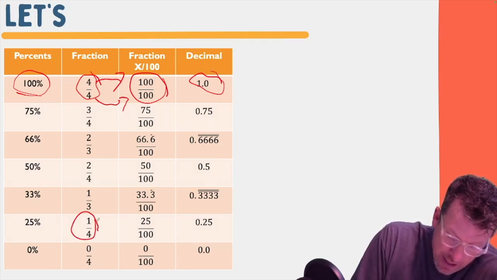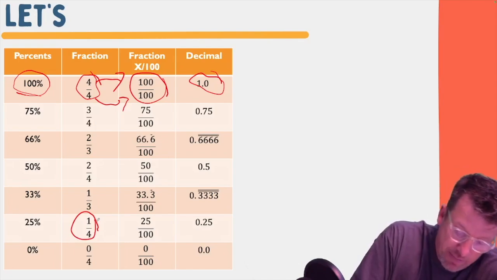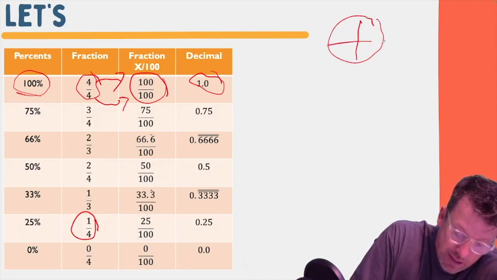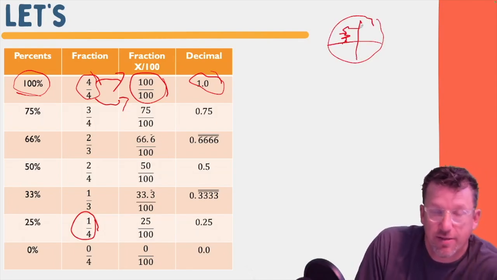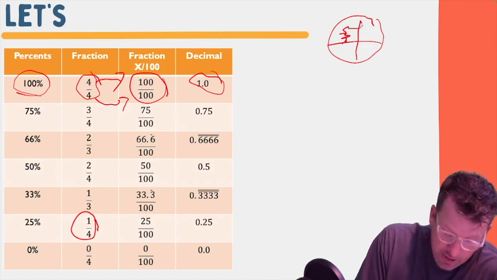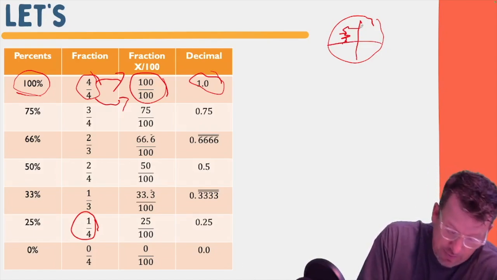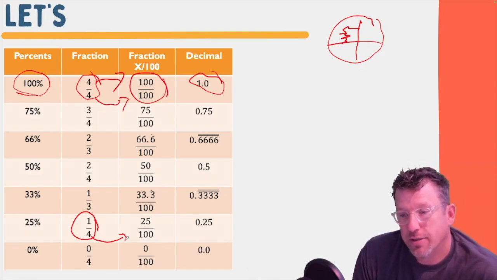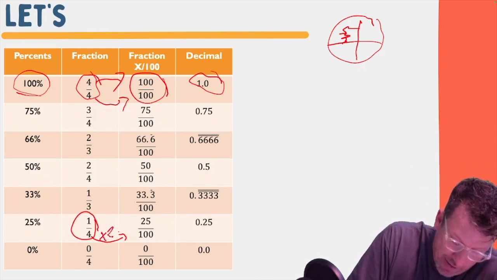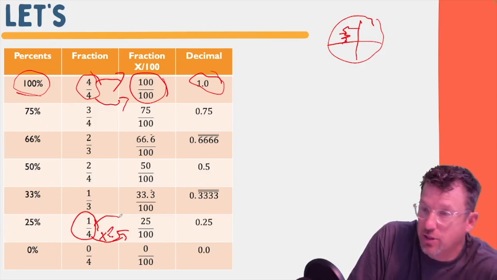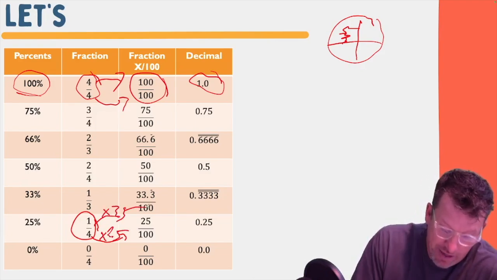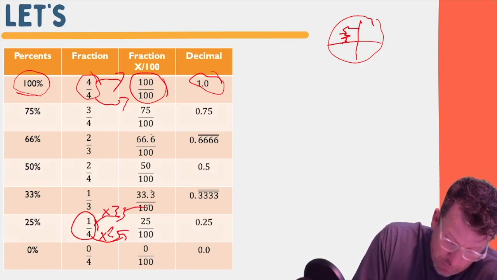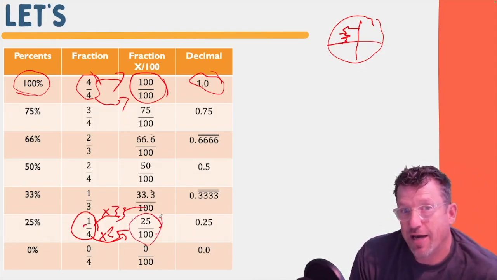25%, which means I have 1/4. That means I took that pizza and cut it into fourths and I ate one piece of it. I ate 1 out of 4. Let's make it out of 100 because then I can do my percents and decimals. How do I make it out of 100? What did I multiply 4 by to get to 100? I multiplied by 25. What do I multiply the top by? I multiplied by 25. So my new fraction is 4 times 25 is 100, 1 times 25 is 25. There's my out of 100.